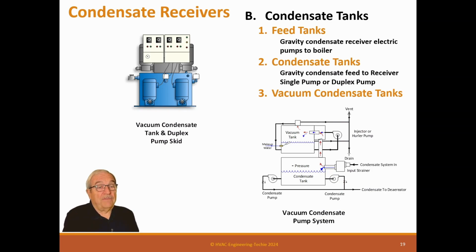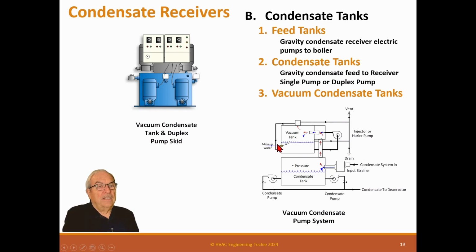So what they have here is a regular condensate tank down here that gets the condensate, comes back in from the system. There is a trap right here, and I'll explain why. And this condensate, as it builds up, is pumped back to the deaerator just like the others, except on top of this thing right here, it has a hurler or a vacuum pump on it. Now, the vacuum pump's not like a regular vacuum pump. It's called a hurler pump.